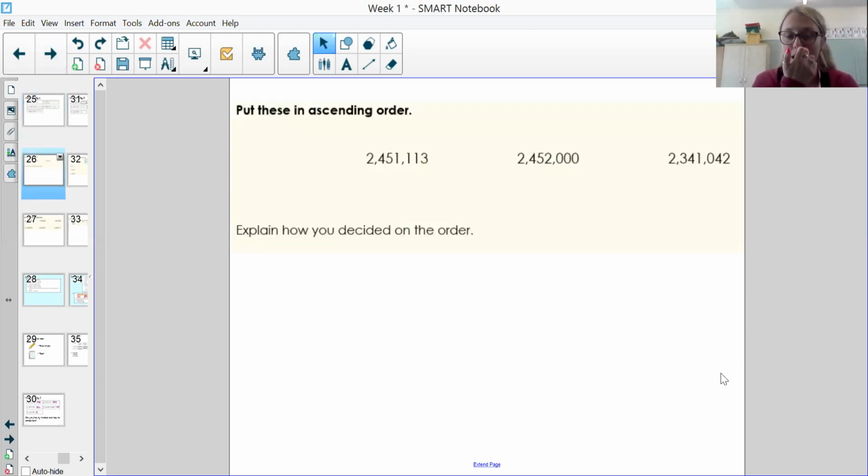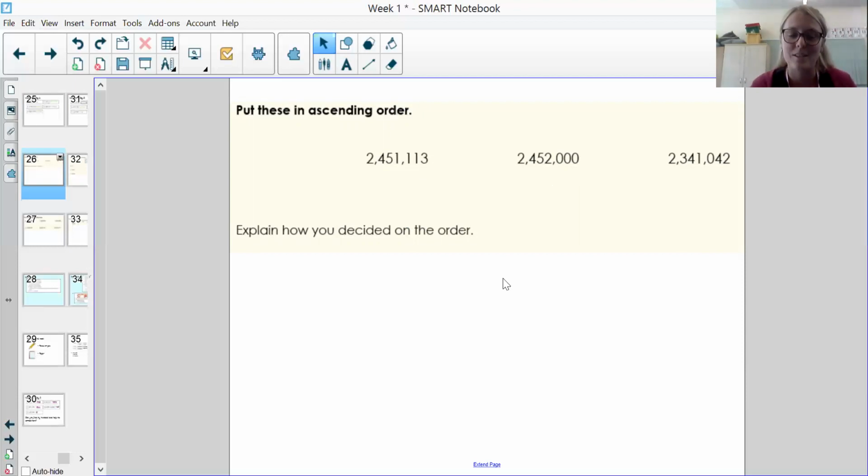Okay, so today we are looking at ordering numbers. So our first task is, I'm going to do this one, then you're going to work with me in a second again. So put these in ascending order. So ascending means, imagining we're walking up the stairs or ascending, it's going from the smallest to the biggest. Okay, so I've got 3 numbers that I'd like to order.